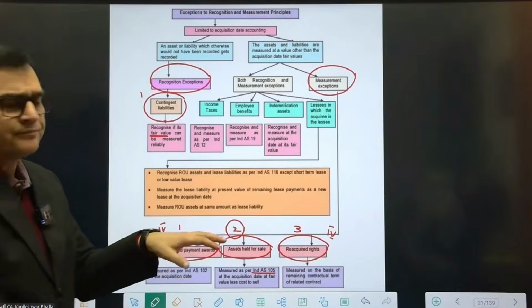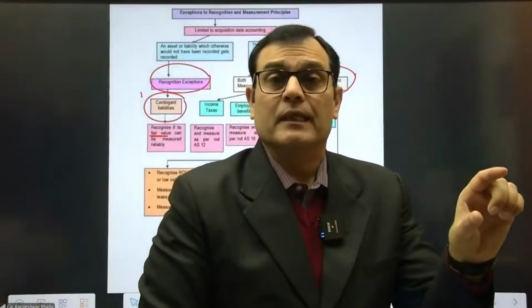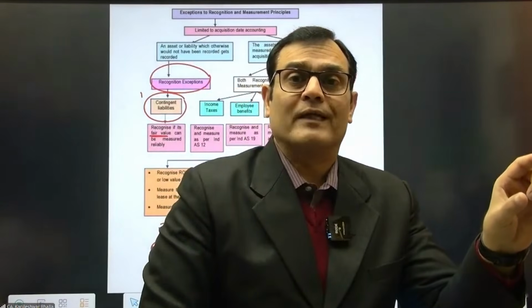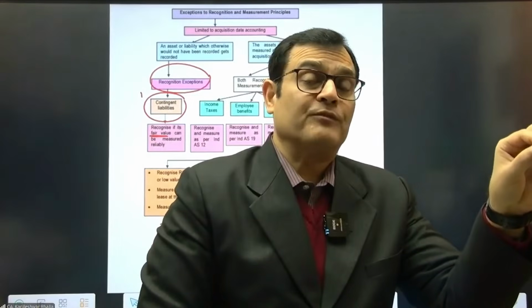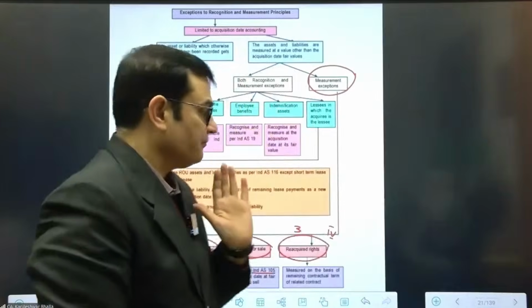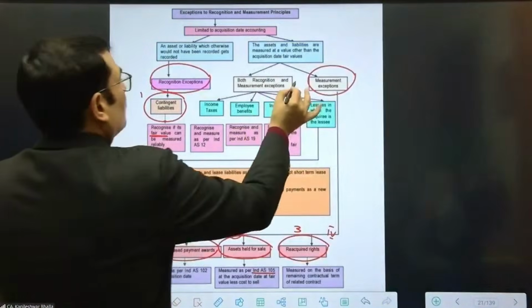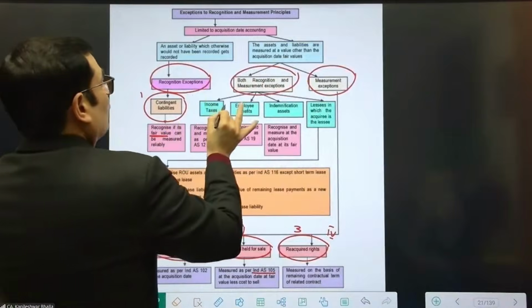Already discussed. The NCA held for sale is going to appear at fair value less cost to sell. The way it is appearing in the balance sheet of the acquiree, it appears as it is in the journal entry as well. And then come the recognition and measurement exceptions, in which case we've got 4.